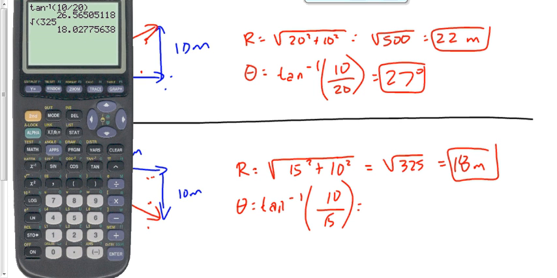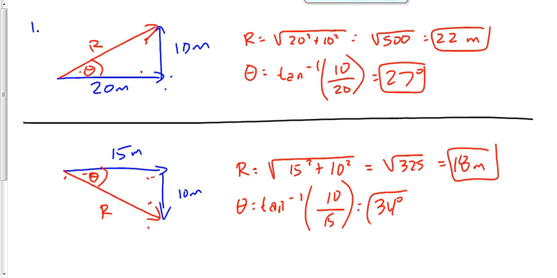So let's on our calculators go second function tan, 10 divided by 15, and the bracket. 33.69 degrees or 34 degrees. And once again, there needs to be a reference point there. 34 degrees from what? We'll worry about that later on. Okay.